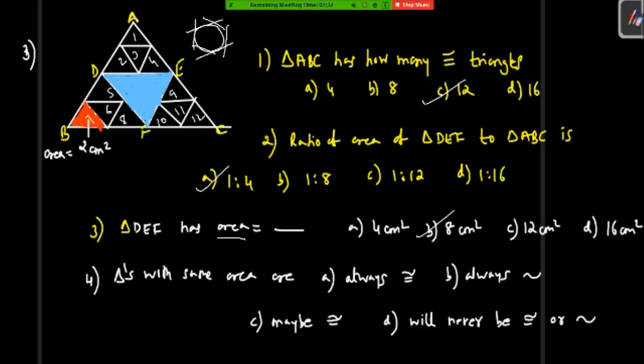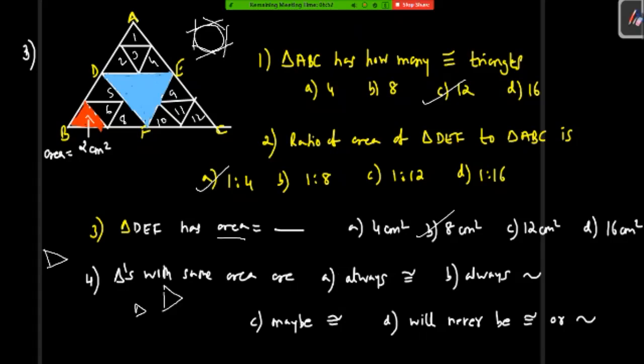Triangles with the same area are always congruent, always similar, may be congruent, or will never be congruent or similar. What do you think is the most appropriate option? Always similar? Always congruent? Or are triangles with the same area always congruent?